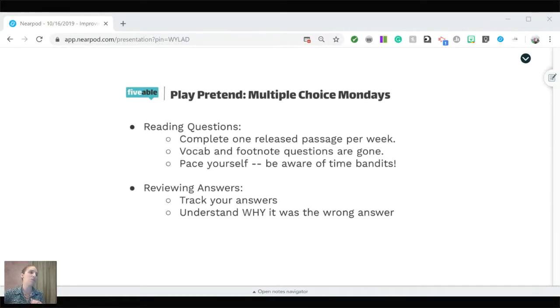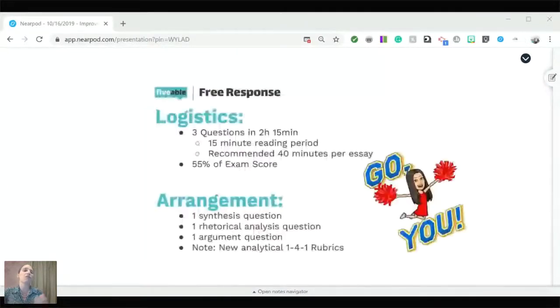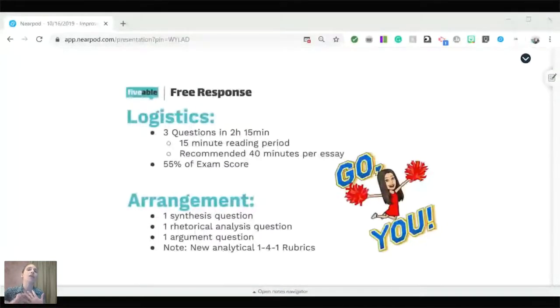So now that we've talked about multiple choice, it's time to talk about writing. Are you super excited about that? Okay, let's look at it. Logistics of the writing. First of all, you have 3 questions and 2 hours and 15 minutes to do this. You have a 15-minute reading period at the beginning, and then it is recommended that you use 40 minutes per essay. A total of 55% of your exam score is going to come from this, okay?